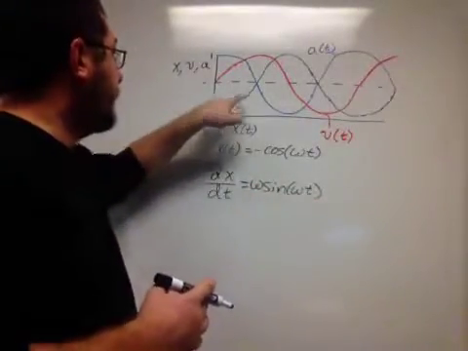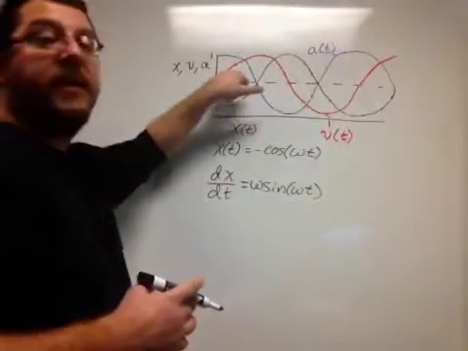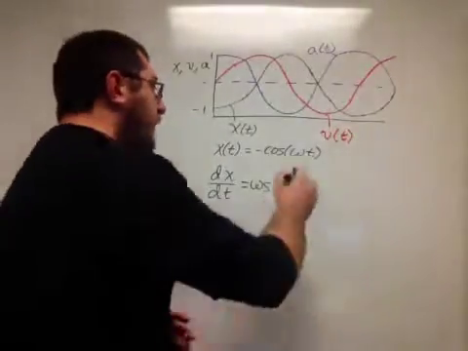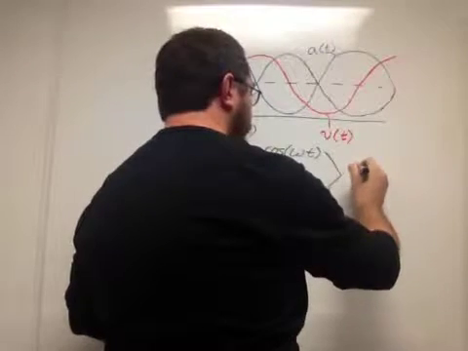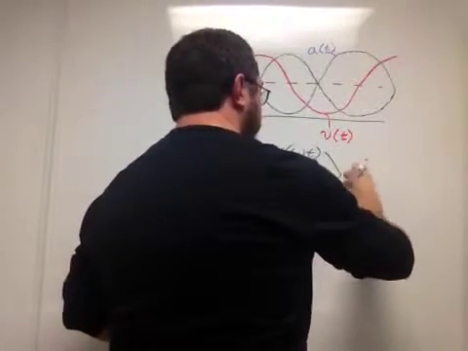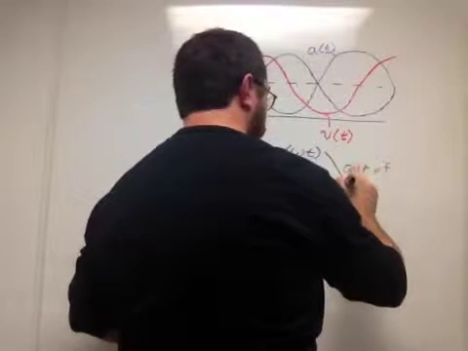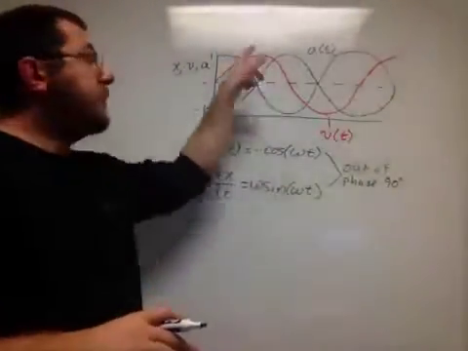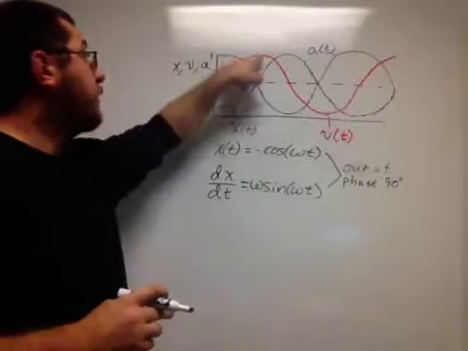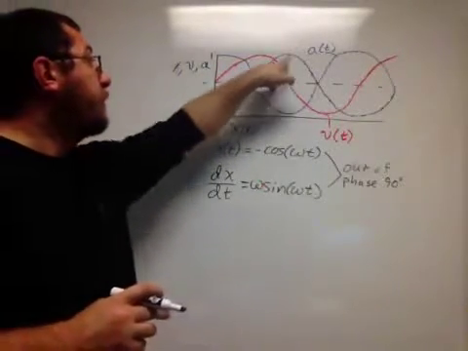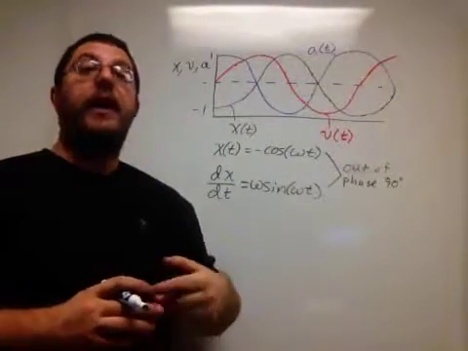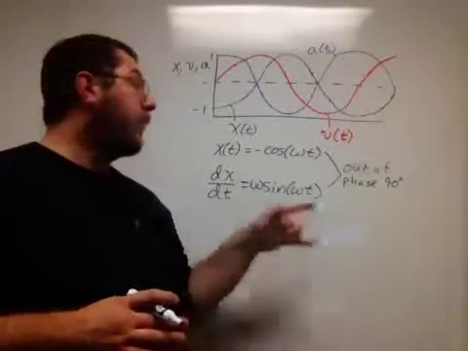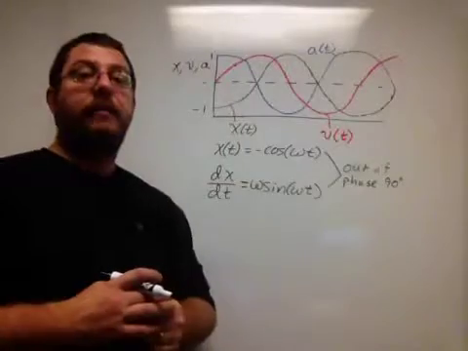If my position is a negative cosine, then my velocity is going to be a sine function, and these are going to be out of phase by 90 degrees. You can see that where my velocity is at a maximum, my position is at 0, and where my position is at a maximum, my velocity is at 0. So sine and cosine trail each other by 90 degrees, and that's exactly what we see both mathematically here and graphically here.